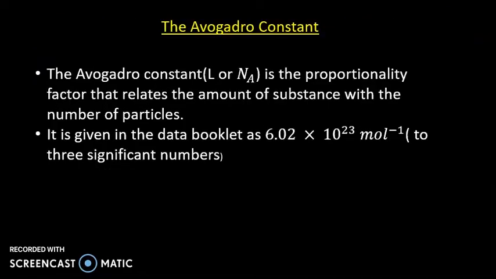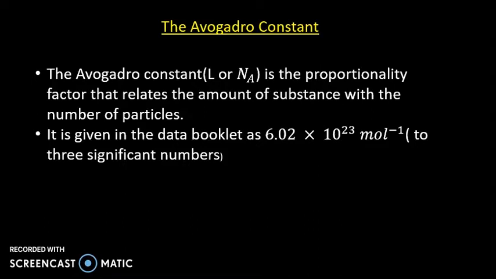Secondly, we have the Avogadro constant. What's the Avogadro constant? Symbolized by L or N_A, it is the proportionality factor that relates the amount of substance with the number of particles. And you should know the difference between Avogadro number and Avogadro constant. Avogadro number has the same numerical value as the Avogadro constant, but it does not have any unit, or is dimensionless.